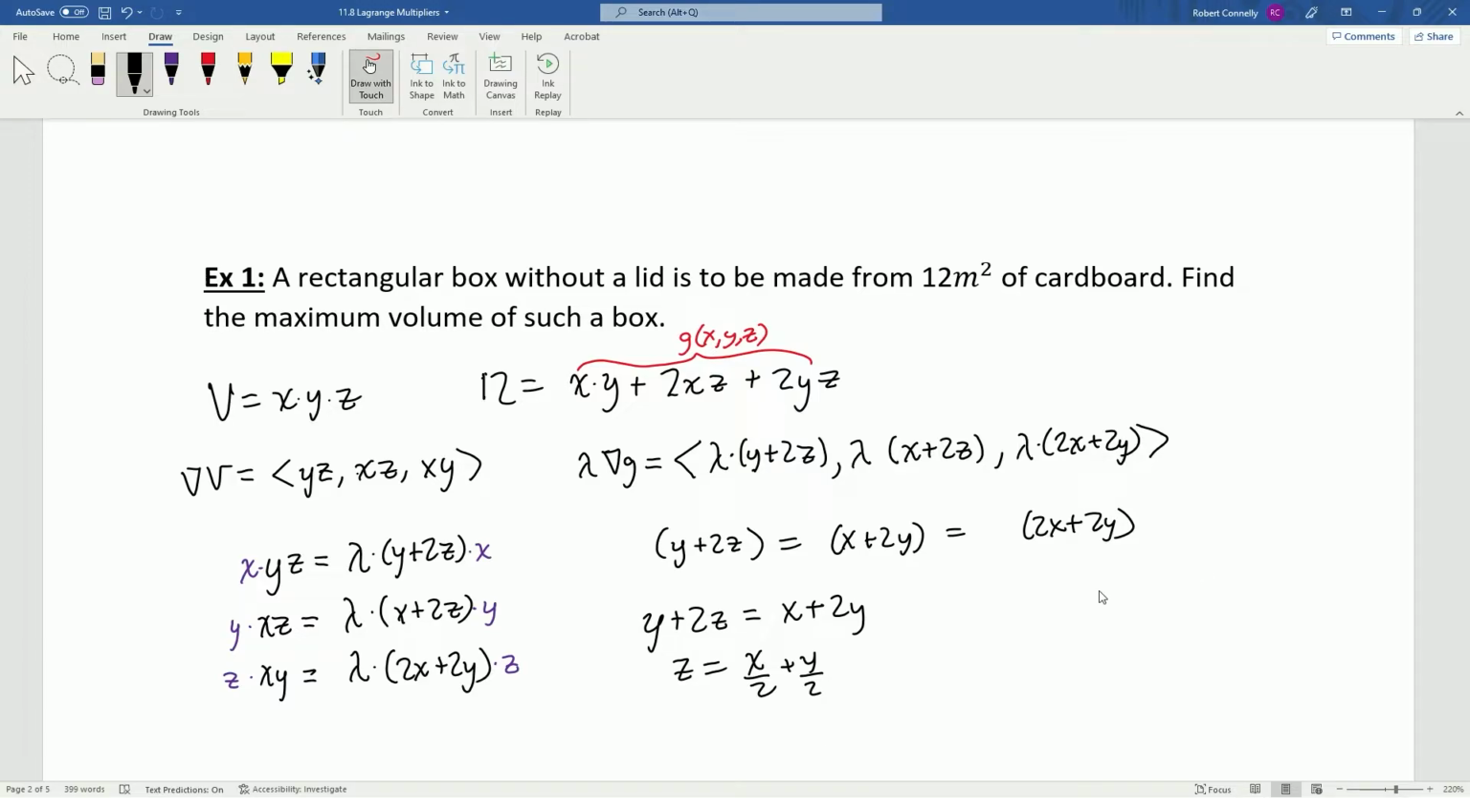Okay, now what else do I know? Oh, that should be x plus 2z here: y plus 2z, x plus 2z. That was a typo. Oops. Let's just fix that up real quick. That messed up my first step there.